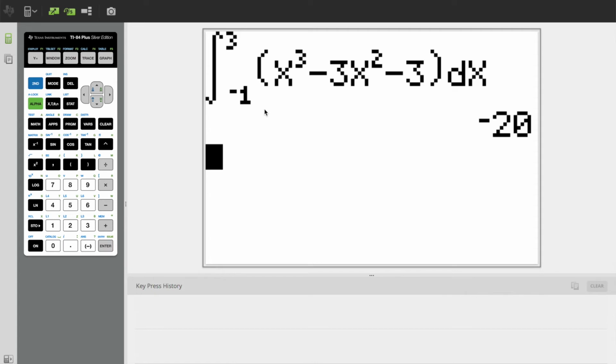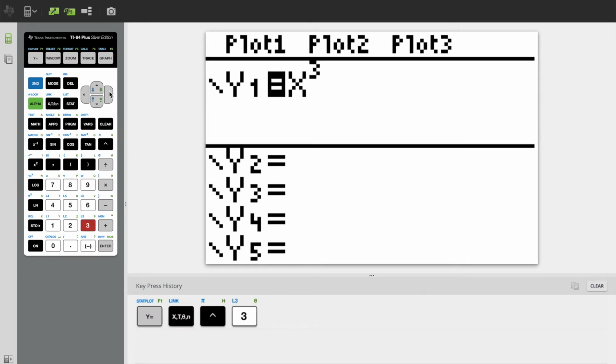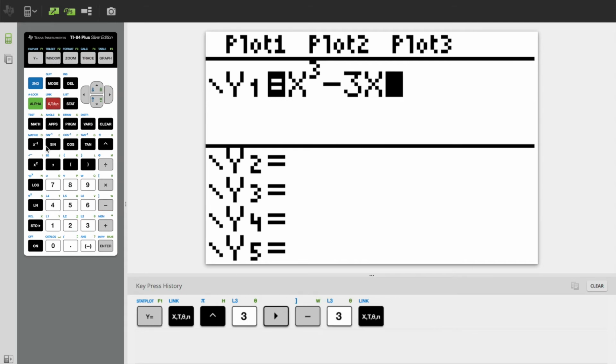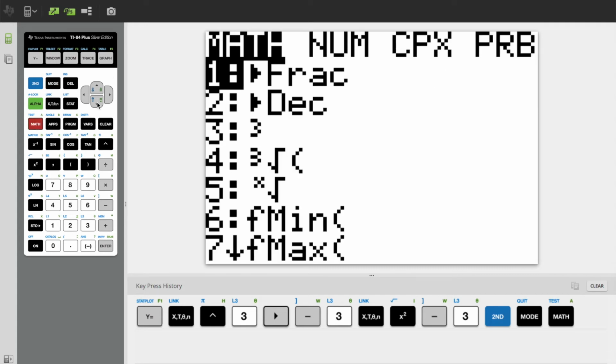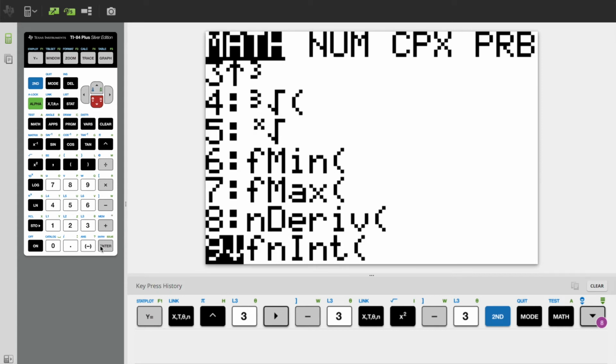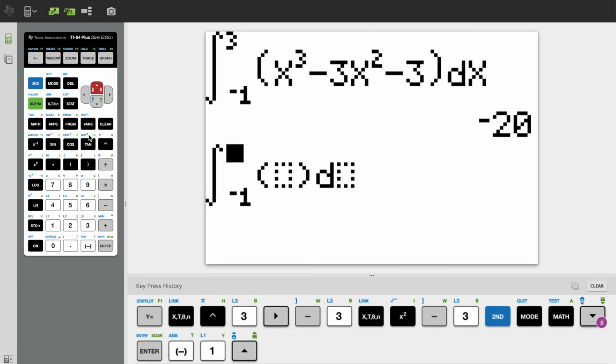There is a different way of doing this. The other way is by pressing y equals and enter your function here. X cubed minus 3x squared minus 3. From here, you need to go outside, and it's going to be very similar from here. Math. Go down to option 9. Press enter. The definite integral from -1 to 3.